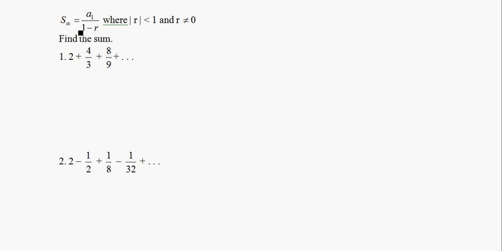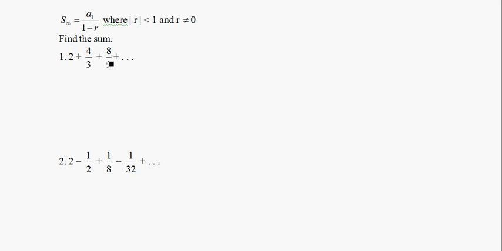So here we're looking at some infinite geometric sums. This is our infinity symbol, so we're considering an infinite number of terms. The sum is equal to the first term divided by 1 minus the common ratio. Note the common ratio must be between 1 and -1, so the absolute value of r must be less than 1, and the common ratio can't be equal to 0. This idea will come up in your homework, so just keep that in mind.